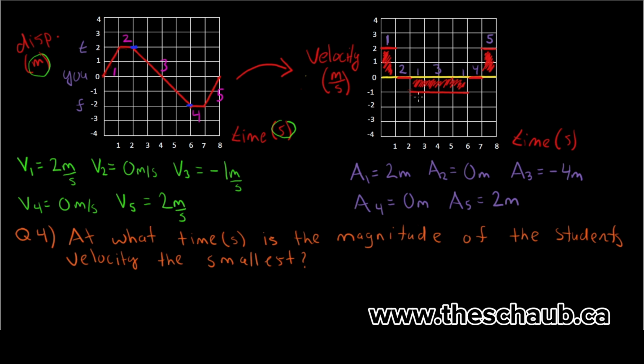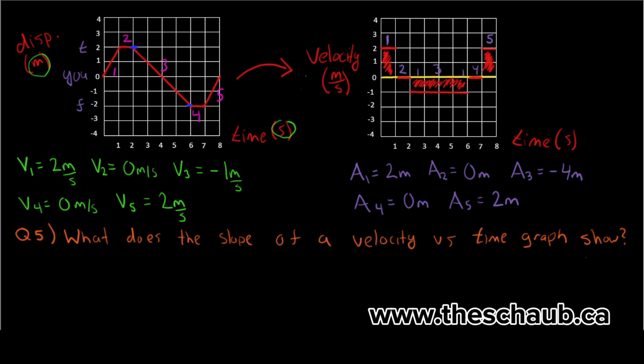So when is the student's velocity the smallest? Well, it's when they're not moving. It's 0. So between 1 and 2 seconds on the velocity time graph, and between 6 and 7 seconds on the velocity time graph. If we look at our displacement time graph, we have a velocity of 0 when we have a slope of 0. This would be, again, between 1 and 2 seconds and between 6 and 7 seconds, just as we saw on the velocity time graph.